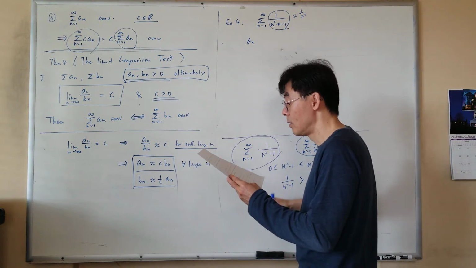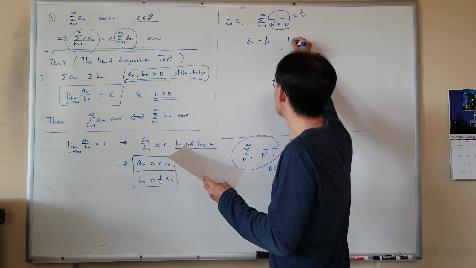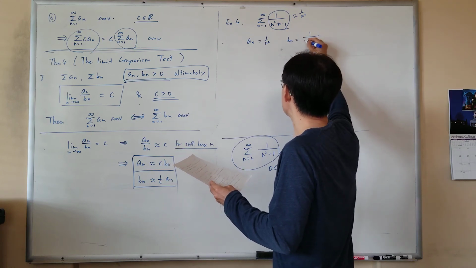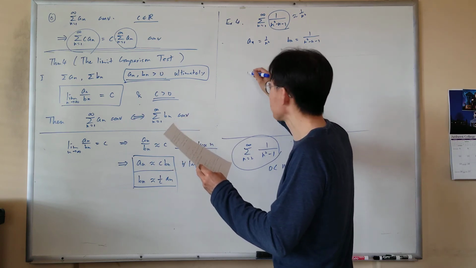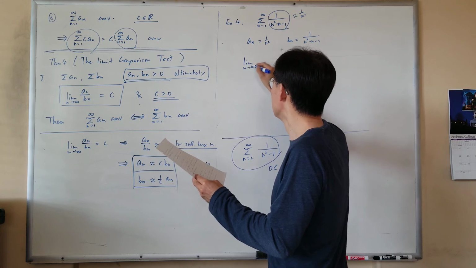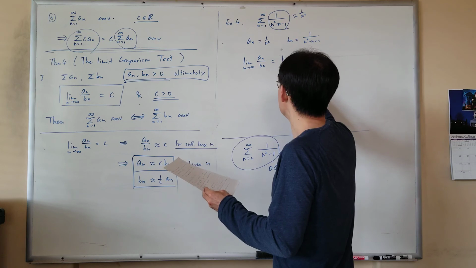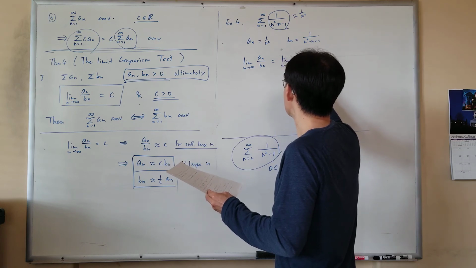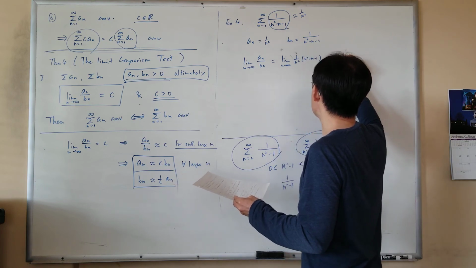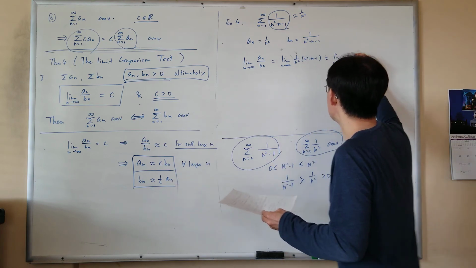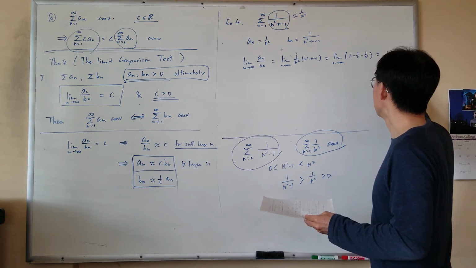So here we're going to use the limit comparison test. Our series is Bn. Then what do you see? Limit of An over Bn. What is it? Limit of 1 over n squared, reciprocal of this. What is the limit? 1 minus 1 over n minus n squared. Okay, a positive number.